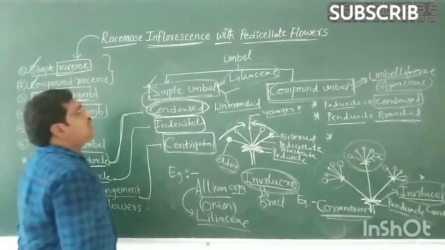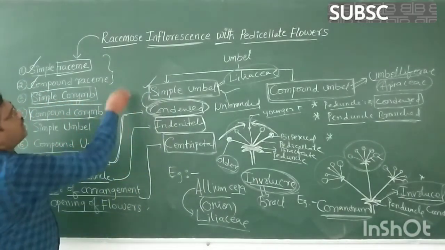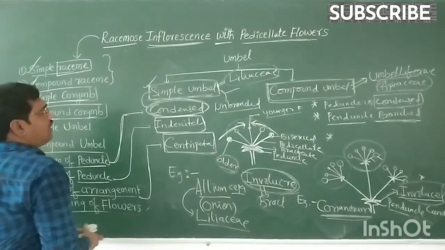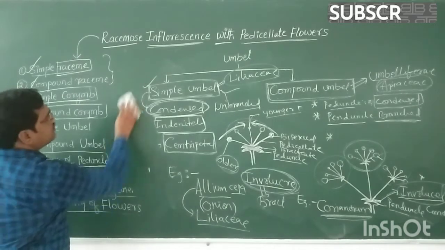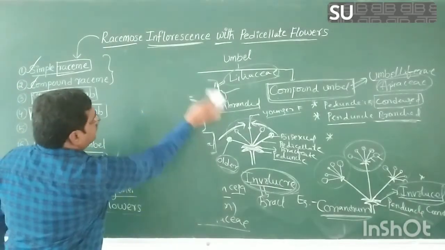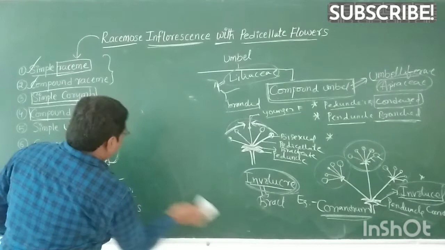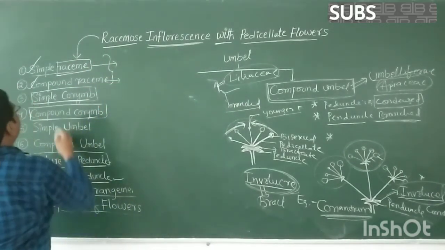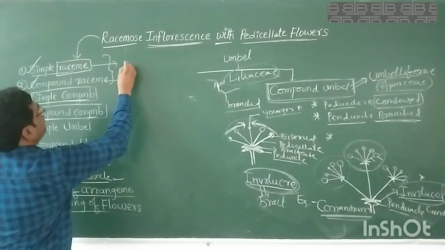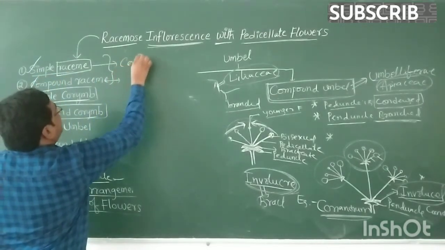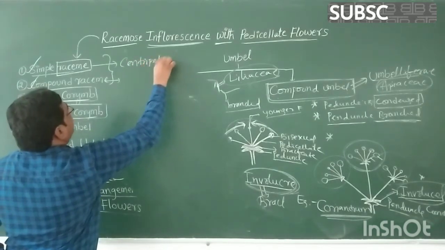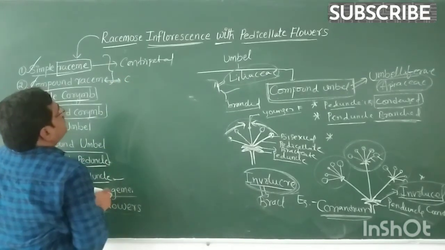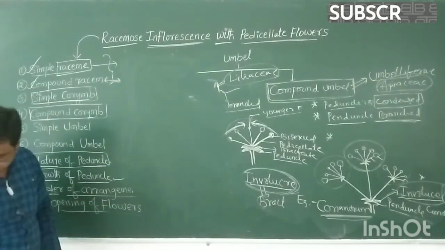So this is the complete explanation of the racemose inflorescence with pedicellate flowers. Again, what is the conclusion about this topic? The simple raceme and compound raceme: the arrangement and opening of flowers are called acropetal succession.